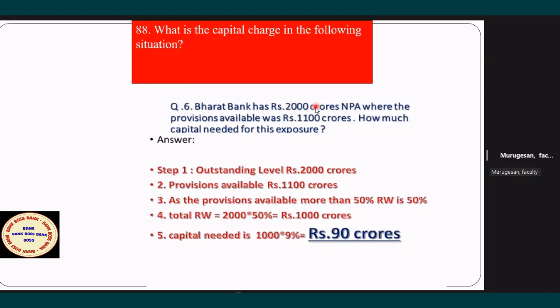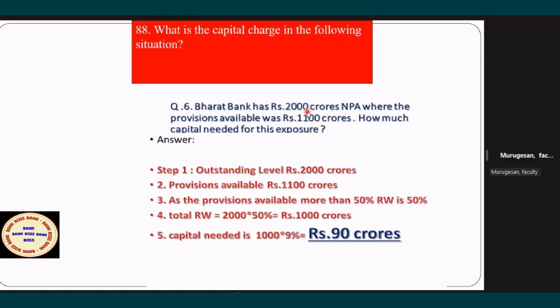Bharat Bank has got 2,000 crores NPA, where the provisions available for the 2,000 crore is 1,100. They will not give any percentage. Earlier we discussed, they gave the percentage. Now they will only give the figures, but to do this sum, you should have the full information.